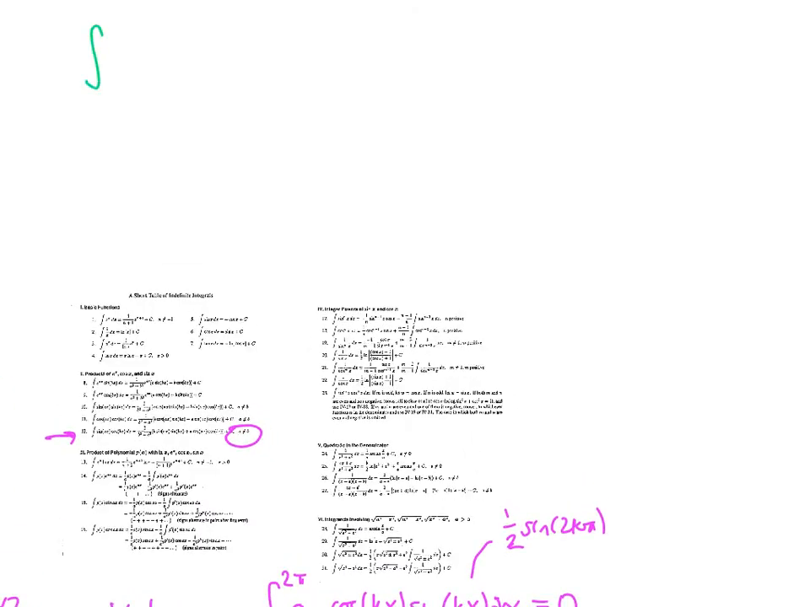So the integral from 0 to 2 pi, actually, let me just leave off the limits of integration right now. The integral of a sub k times cosine of kx times some other cosine of mx, where k is not equal to m. Here, this assumption is going to be really important. K is not equal to m.